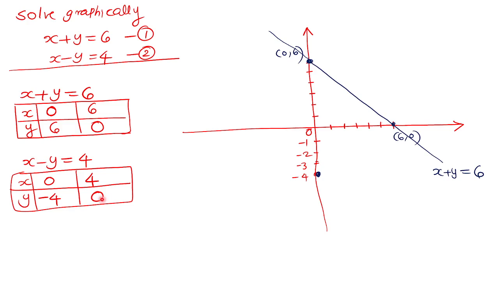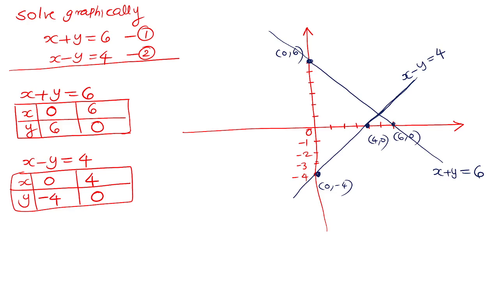Now 4, 0 is required. 4, where is 4? 4 is here. This is 0 comma -4. Join them. My graph is not so perfect. This is a rough graph. Okay. Nearer to that line you have to write x minus y equal to 4. Maya, Samruddhi, all of it clear?